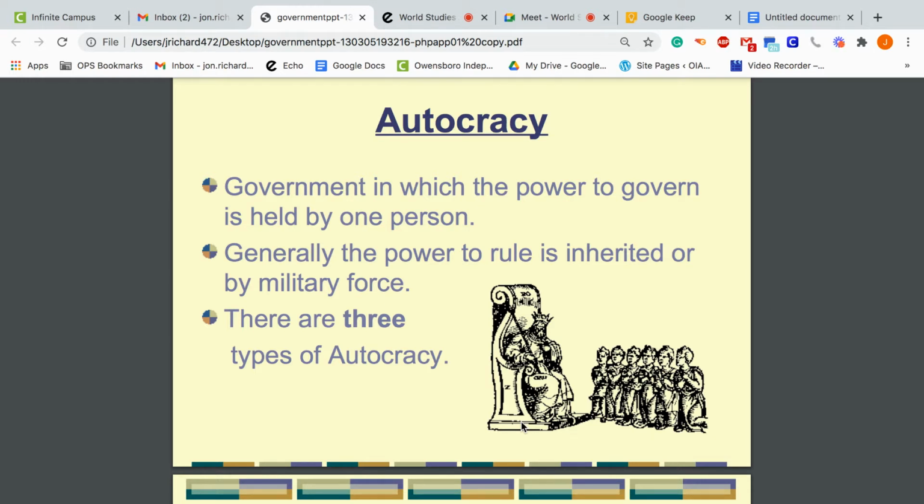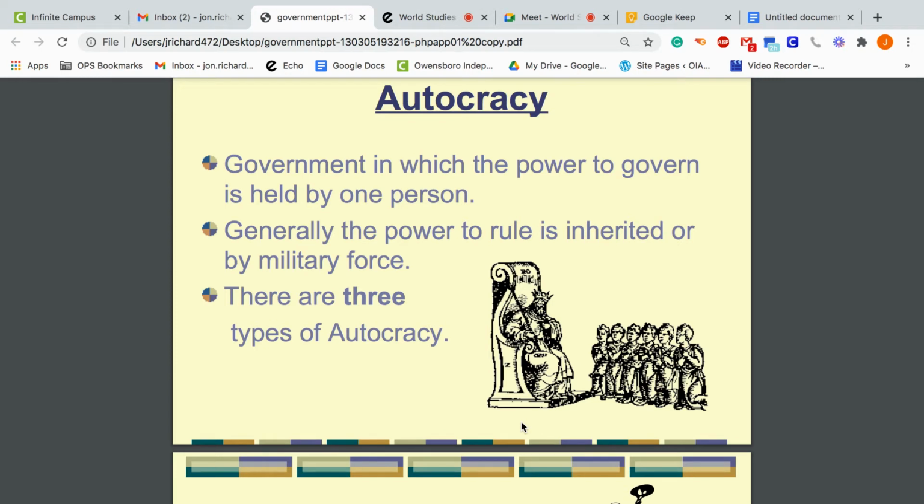Power is held by one person, and it is usually inherited or taken by military force, okay? So one person rules, and many of the civilizations that you're researching will be autocratic civilizations, meaning there's an emperor or queen or king, an empress, that rules over everyone and makes all the decisions. Generally, this power is inherited or taken by force, and there are three major types of autocracies. There are many different types if you want to get really specific, but there are three major types that we're going to talk about in this class, okay?